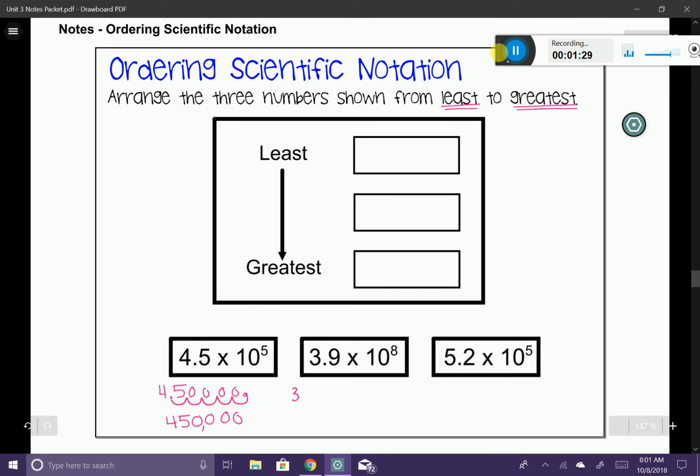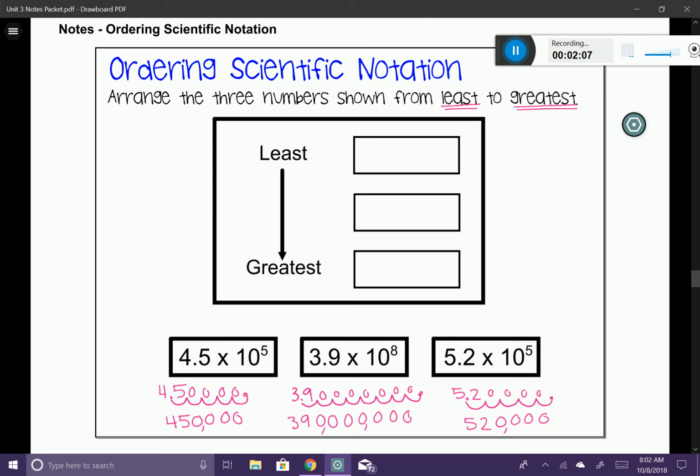So I'm going to go ahead and write 3.9, and I'm going to move it 1, 2, 3, 4, 5, 6, 7, 8 spaces. I'm going to fill this in with zeros, and then I'm going to rewrite it in standard form. 390 million. All right, and then my last one, 5.2 times 10 to the fifth. I'm going to move it 1, 2, 3, 4, 5. Giving me 520,000.